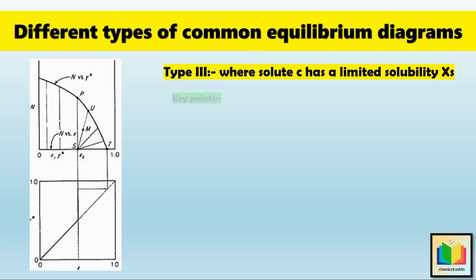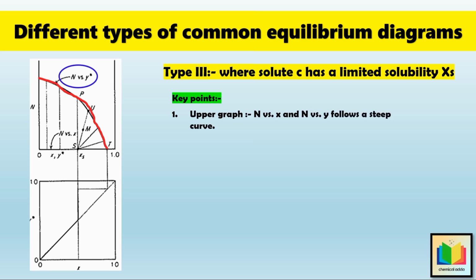So, we can see that in the upper graph, n versus y curves follow a steep curve. Hence as n versus y curves show a steep nonlinear trend, from this we can conclude that the mass ratio n decreases sharply as the leaching operation progresses. This is due to the limited solubility of the solute, which restricts how much can dissolve in the liquid phase.